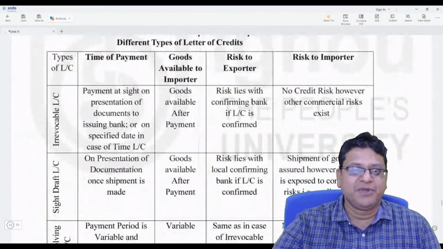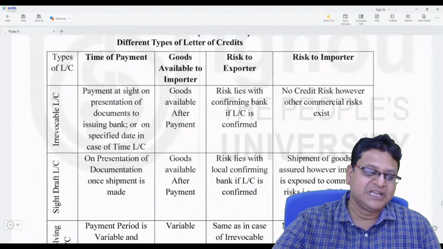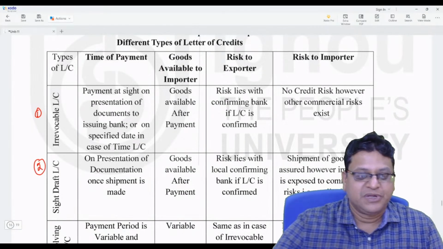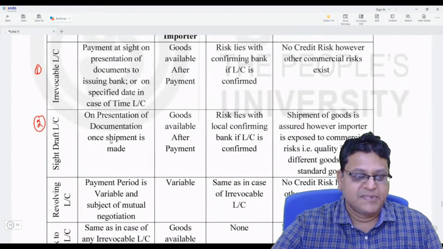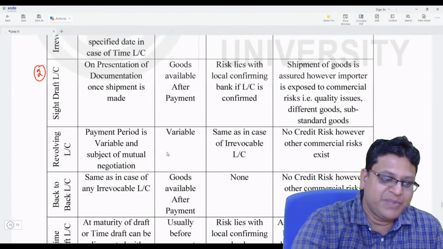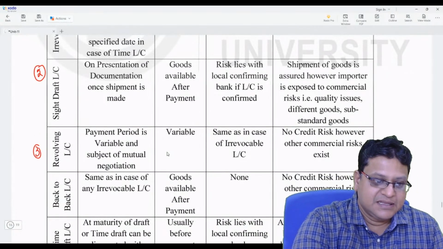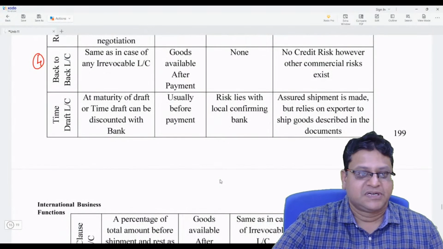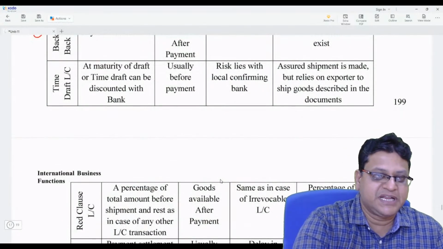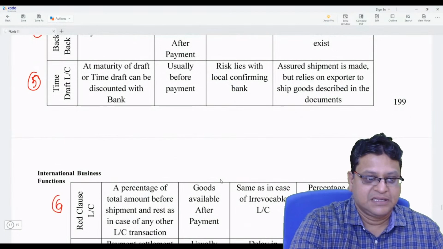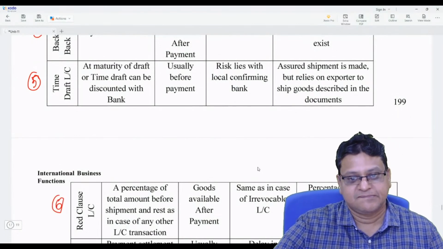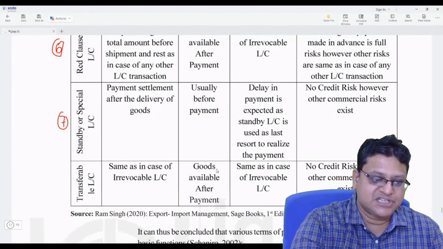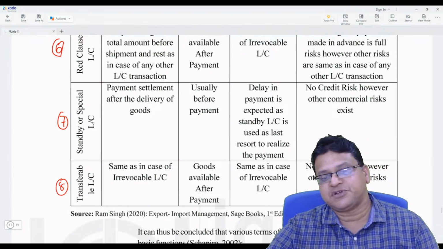The LC may be of different types: irrevocable LC, sight draft LC, and many other types like revolving LC, back to back LC, time draft LC, red clause LC, standby or special LC, and transferable LC. So these are different types of LC.